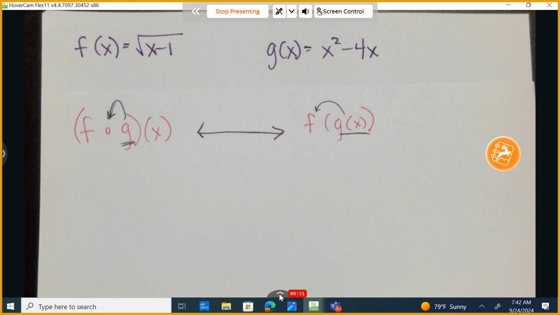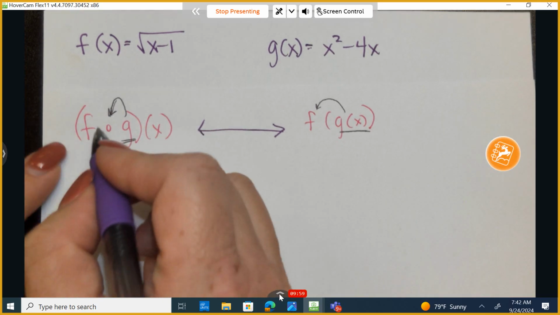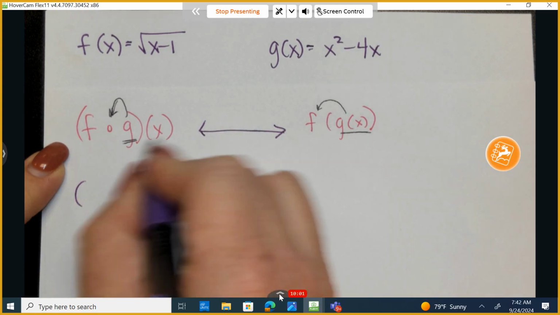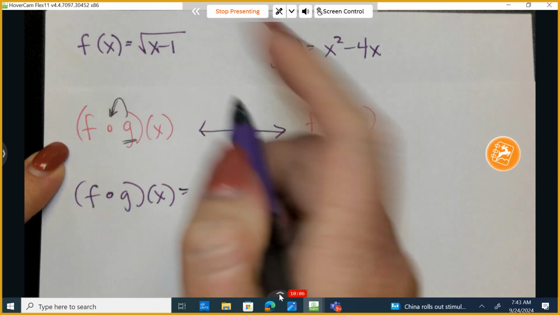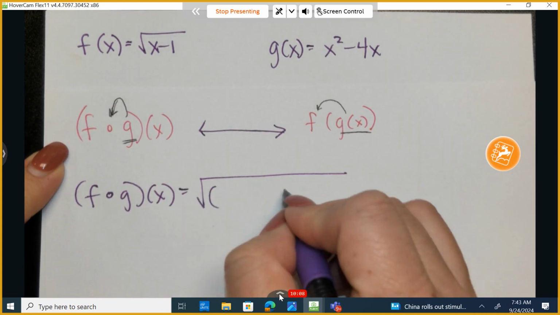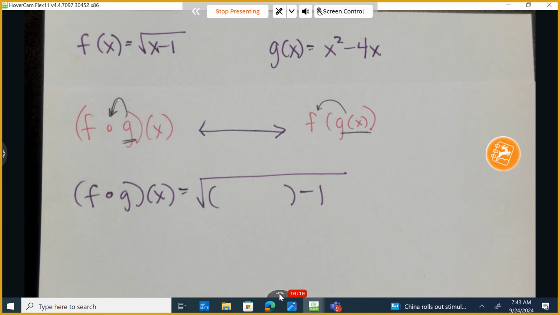We're always taking the back or second function, and we're plugging it into the function that's first or on the left. So I'm going to start by writing down what f of x is. You get to choose whichever one you prefer to use, but I'm going to write down what f is, and wherever I see the variable x, I'm going to leave a large space.